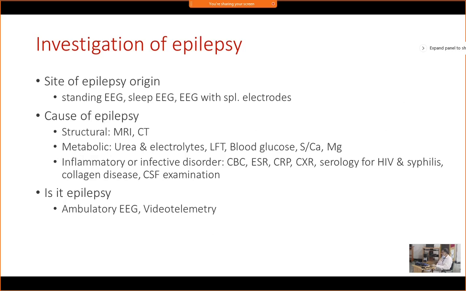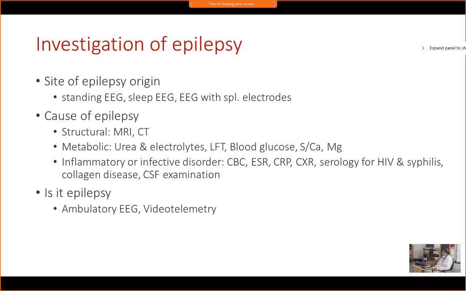Then, what is the next thing for investigation? Try to find out the site of the origin, where it has arisen. This can be done by provoked EEGs like a standing EEG, a sleep EEG, or EEG with electrodes placed at different parts. To find out the etiology of the epilepsy, one has to do an MRI or a CT scan for ruling out structural lesions.